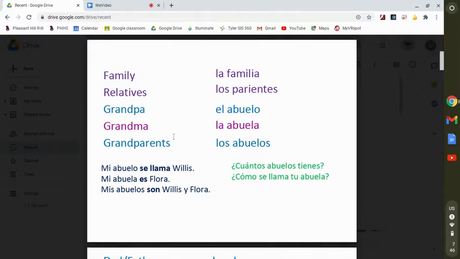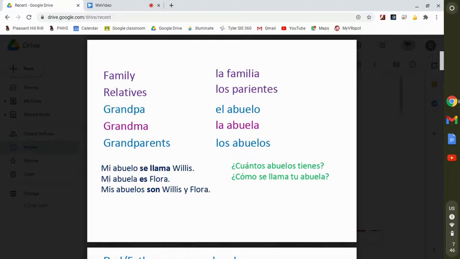Grandpa, el abuelo. Grandma, la abuela. Grandparents, los abuelos. Here's some sample sentences. Mi abuelo se llama Willis. My grandpa, se llama, really means calls himself Willis. Like how we say me llamo for my name is, I call myself. If you're using someone else, it'd be se llama.